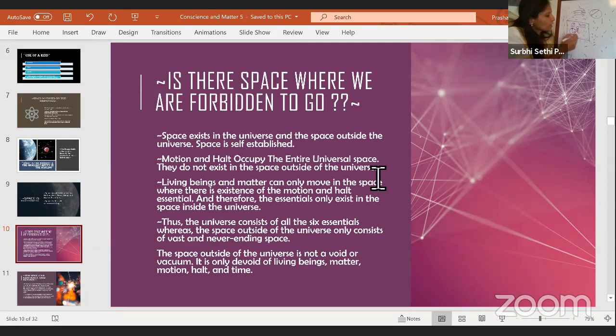Who else is left out? Matter essential, like an object, a pencil, or earth, whatever matter objects that you see around, all these are inside the universal space. None of these can exist outside the universal space. Why? Can anyone think of an answer why it can't exist? It's very simple. Think about it.